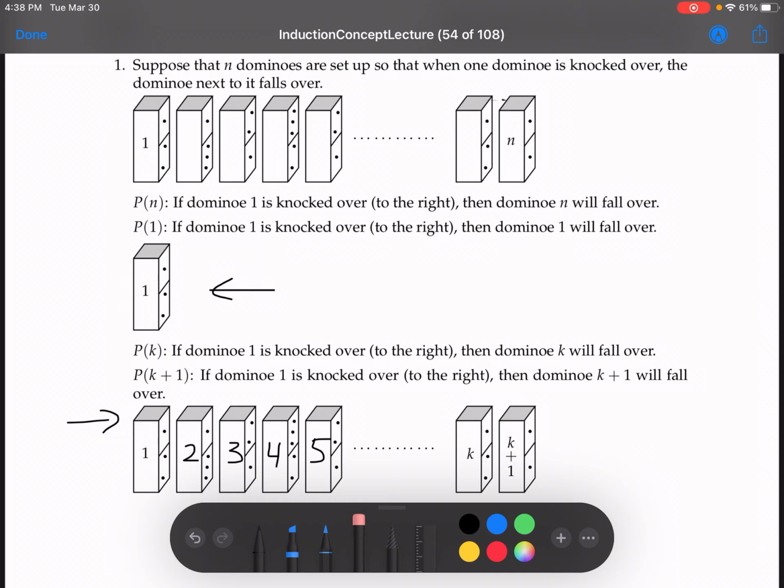This is essentially what we're doing in a proof by induction. We're proving a base case, that you can knock over the first domino. And then assuming that you can knock over the kth domino, we prove that you can knock over the k plus first domino.